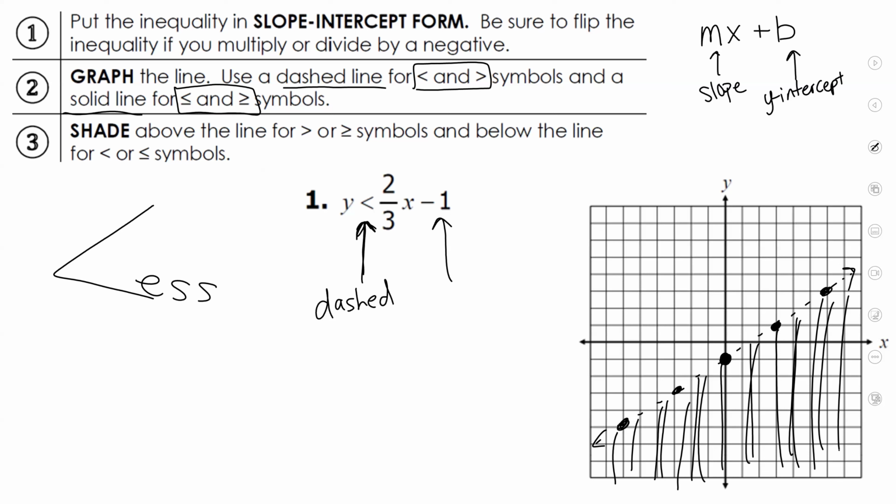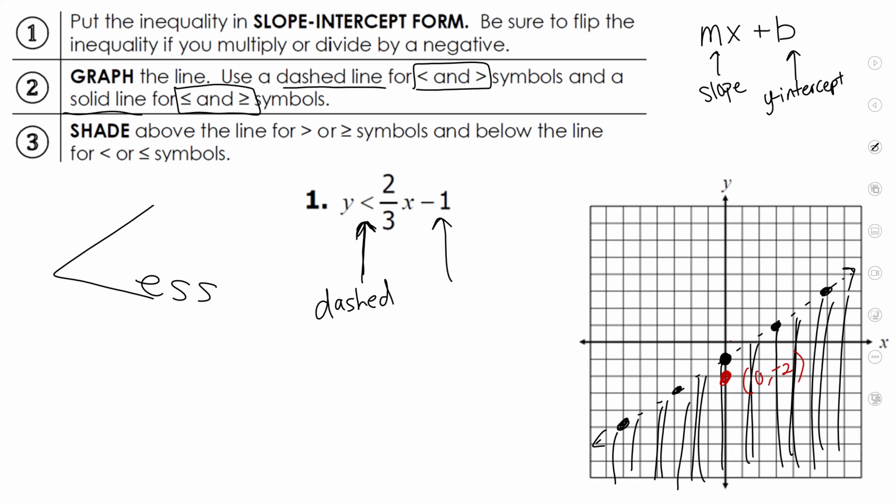Anything in the shaded area is a solution. Jackson, can you give me a solution? A point. What point works here? Anywhere in the shaded area? So give me one. 0, -2. Right here. Yes. 0, -2. That works. Can someone give me another one?